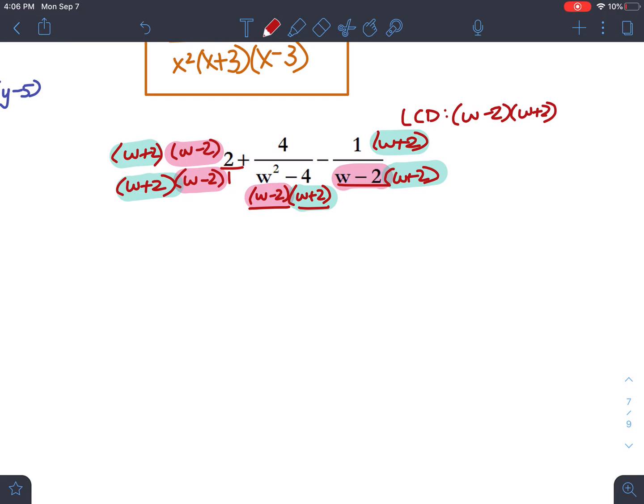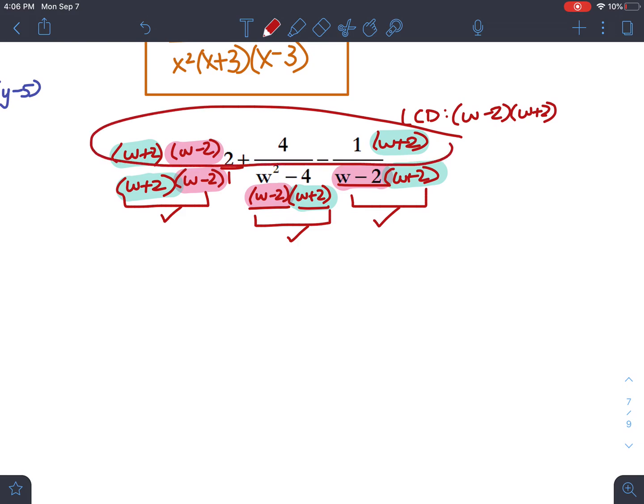Now, that next step, what do we do? We check, is this the LCD? Yes. Is this the least common denominator? Yes. Is this the least common denominator? Yes. And now our favorite part, loop up. Let's see what we got. We've got 2 times w plus 2, w minus 2, plus 4 times nothing, minus 1 times w plus 2.